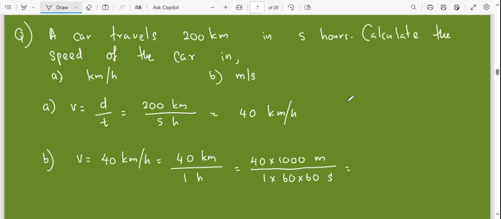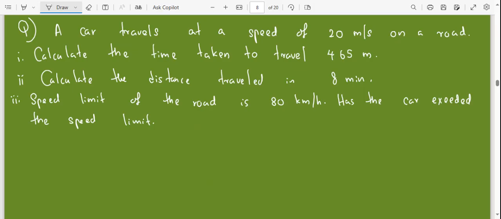So the answer is coming as, I think, 11.1 meters per second. 11.111, right? Even if you write it as 11, that's also fine, right? We try another question. Right, here's another one.